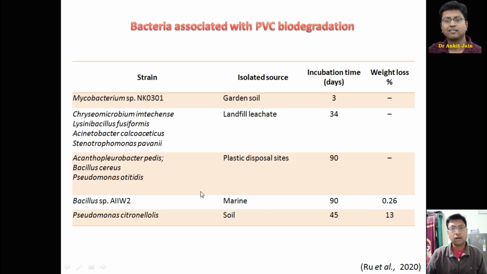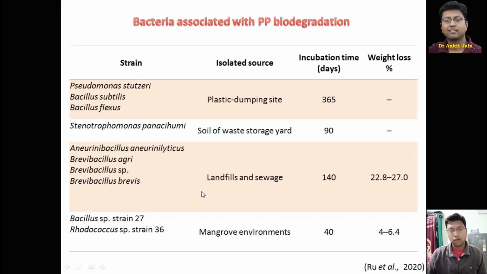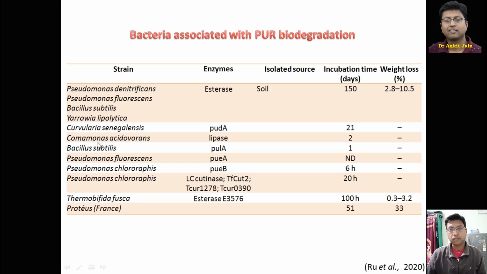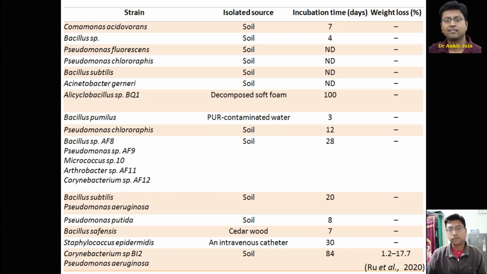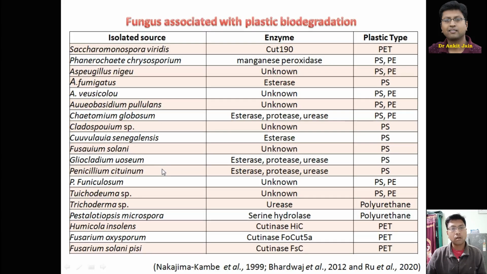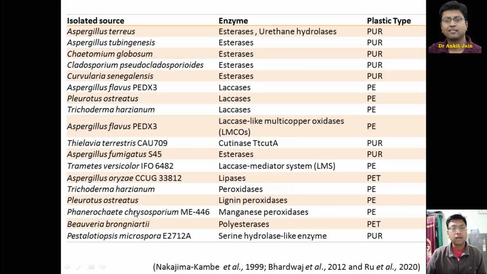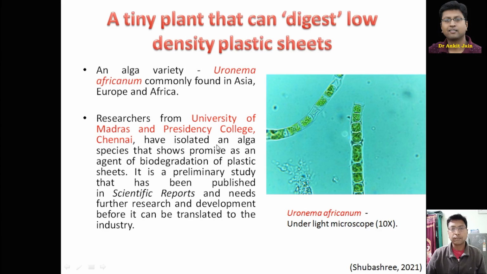This bacteria degrading the polyvinyl chloride. This bacteria degrading polypropylene. This bacteria are degrading polyurethane. These are the fungus enlisted here having different enzymes, and different plastics are degraded by this fungus. So this is a list.